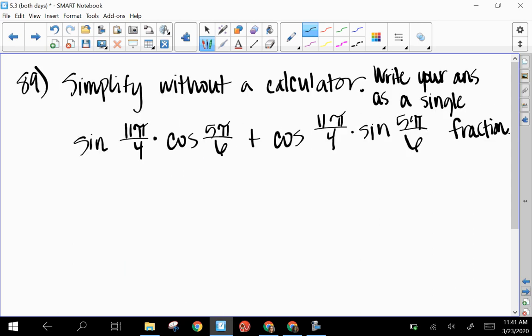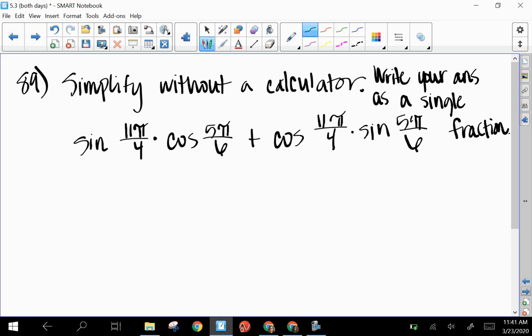Okay, lastly, I just have a couple application questions. I'm going to select a few of our textbook problems and do them myself. The instructions from number 89 ask us to simplify without using a calculator, and they want us to write our answer as a single fraction. So pretty complicated expression here.